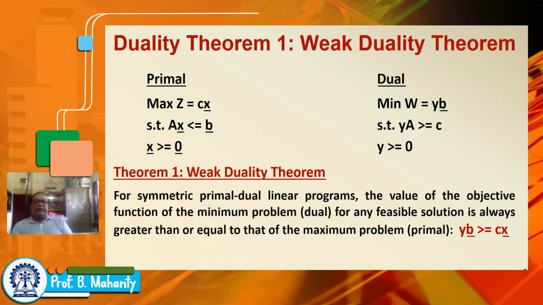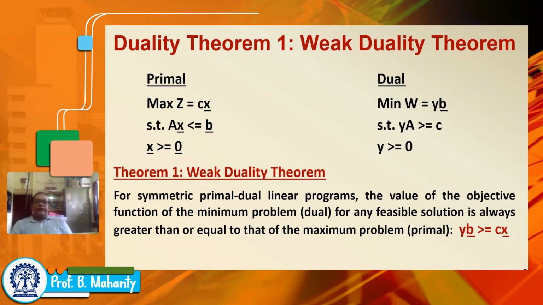For symmetric primal dual linear programs, the value of the objective function of the minimum problem, that is the dual, for any feasible solution is always greater than or equal to that of the maximum problem, the primal. In other words, the YB should be always greater than equal to CX.